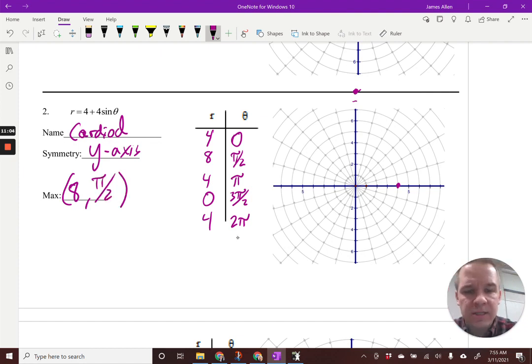Cool. And then we've got pi. It's 4, right? Okay, so at pi, we were at 4. Boom. And then at 3 pi over 2, we're at the origin. We're at 0 for my radius. And then at 2 pi, we're back to 4 where we started. We went kind of full circle, even though this is not a circle. And it makes this kind of almost like a heart shape type of deal.